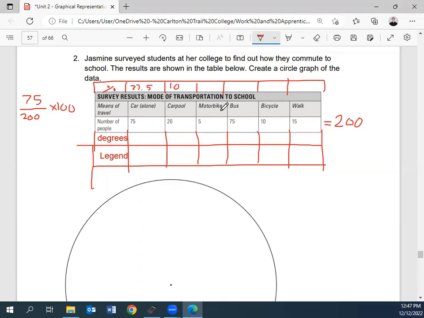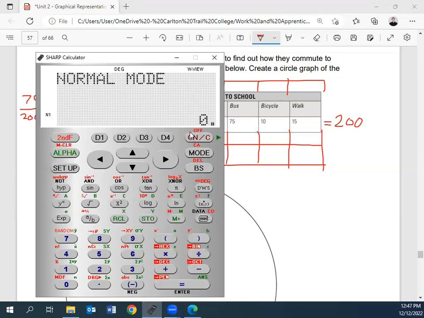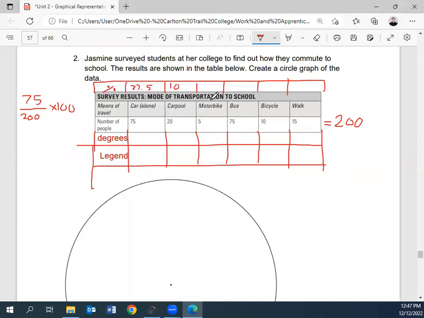And then motorbike, Jasmine, what would I do to figure out that percentage? 5 divided by 200, and then times 100, you bet. So 2.5. Another 75, I already know what that is. I figured out what a 75 is before, so it's 37.5. I'm just going to fill in the rest of these here. The 10 is going to be 5, and this 15 is going to be 7.5.